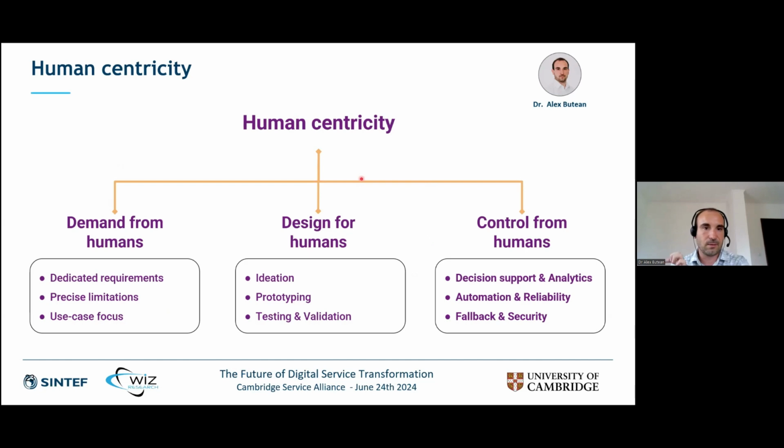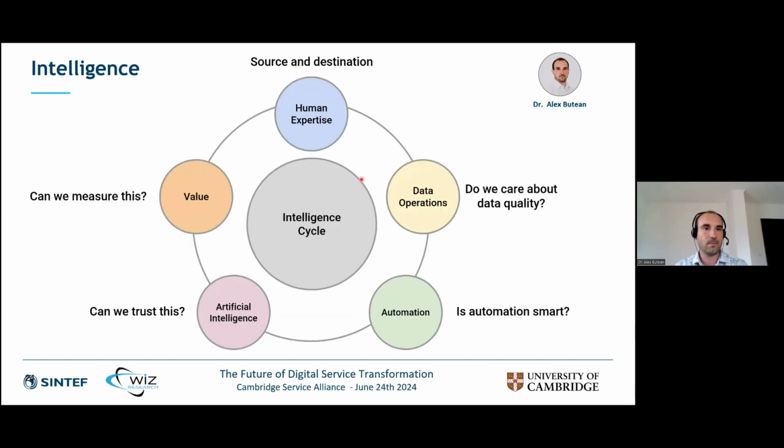Good. Now, I have a slide that we've been polishing in the past years. It's called the intelligence cycle. And I would like to start on this slide from the human expertise point. It's intentional. There are no arrows in this diagram, so each one can go either way, depending on how our brains are mapped. But I'm going to go to the right.